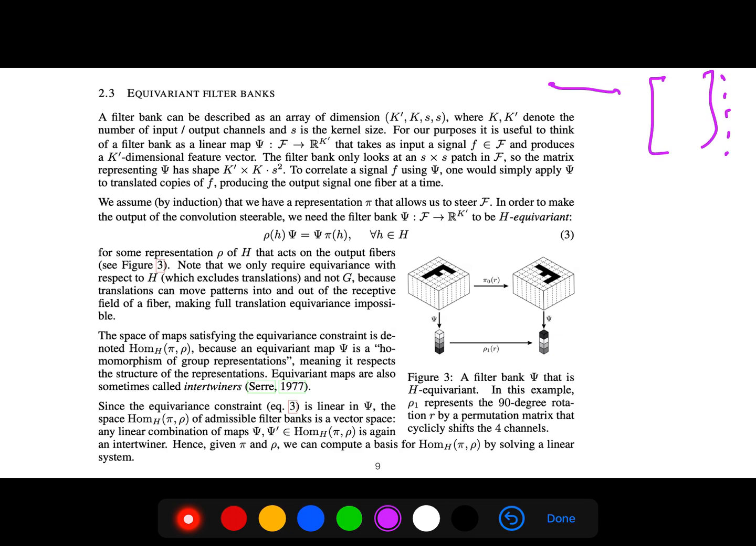For each pixel, you have a vector where each entry is for one channel. So we assume that we have a representation that allows us to steer F. In order to make the output of the convolution steerable, we need the filter bank to be H equivariant. So if you do this psi and then permute it, it's like doing the rotation and then using this nonlinearity. So this filter bank psi is H equivariant.